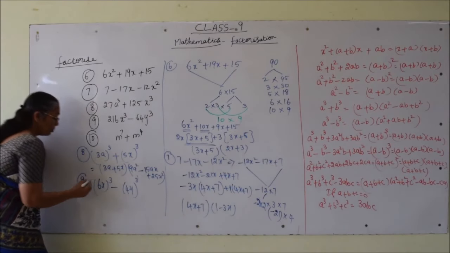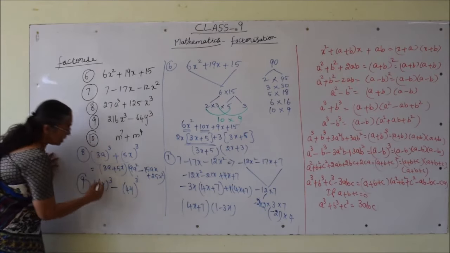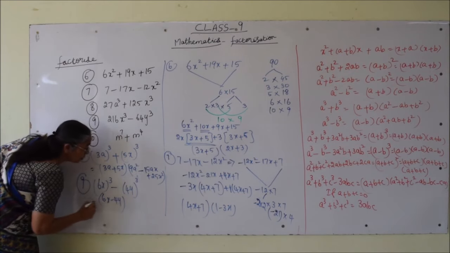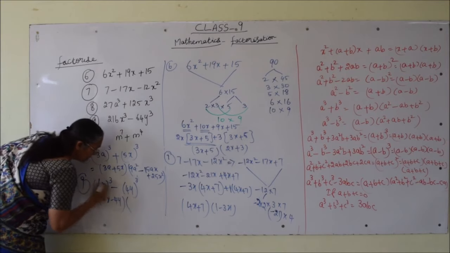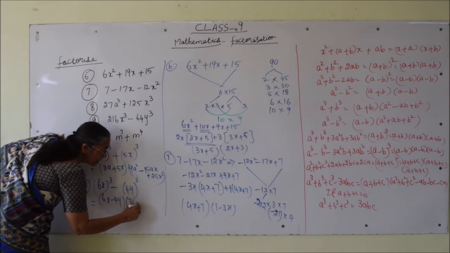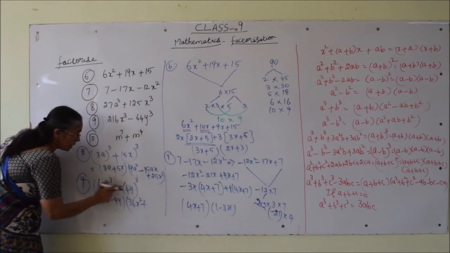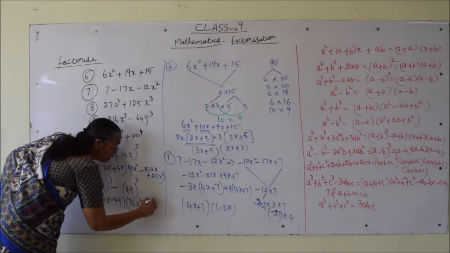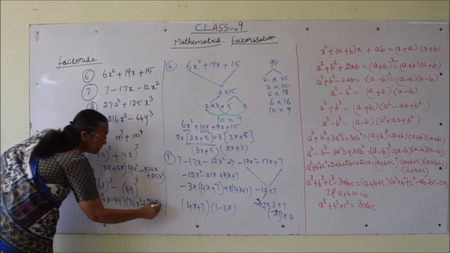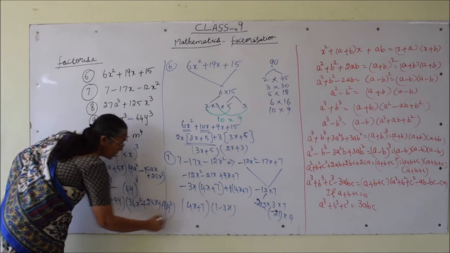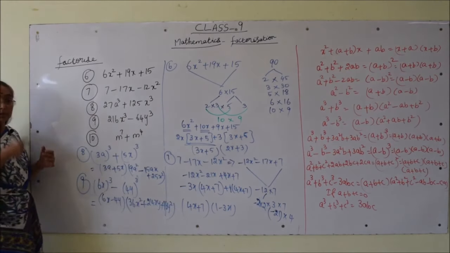So using that formula, a minus b: 6x minus 4y of a square, 6x whole square, 36x square, plus ab, 6x into 4y, 24xy, plus b square, 4y whole square, 16y square. So we factorized this. Fine.